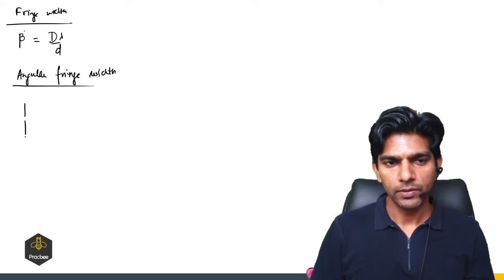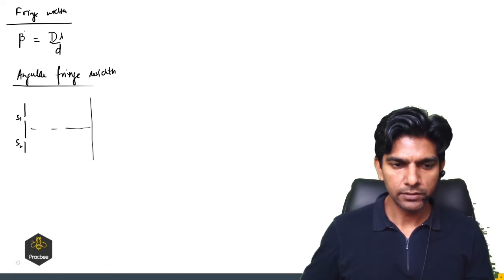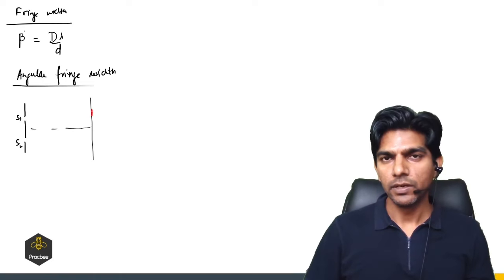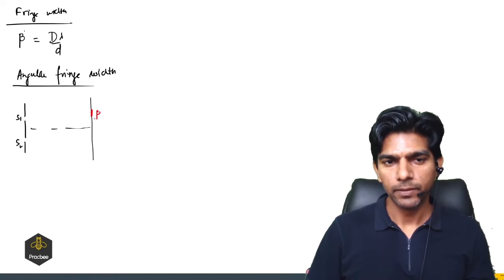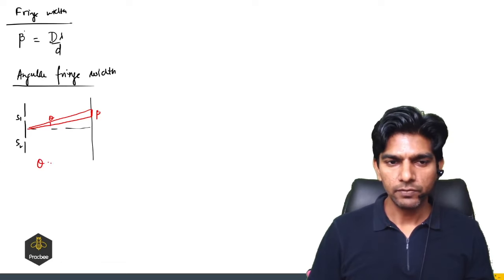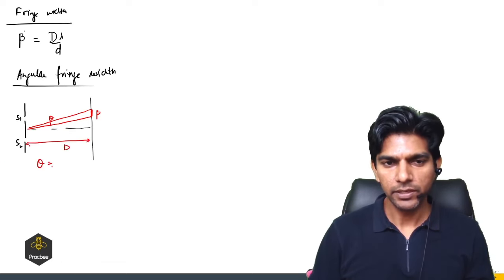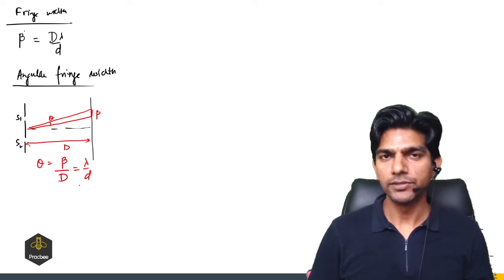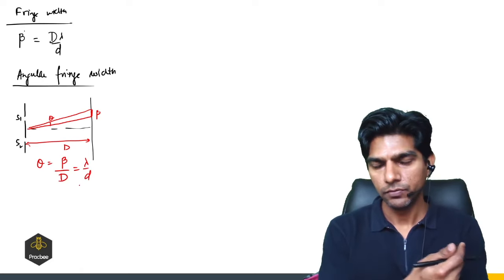If these are the slits S1, S2, and on the screen we consider a length equivalent to beta, the angle which this length subtends at the center of the two slits is known as angular fringe width. So if this distance is capital D, theta will be beta by capital D. So it comes out to be lambda by D. So lambda by D is the angular fringe width.